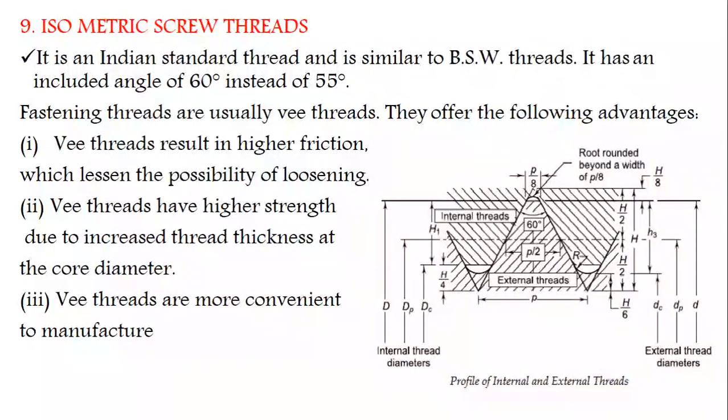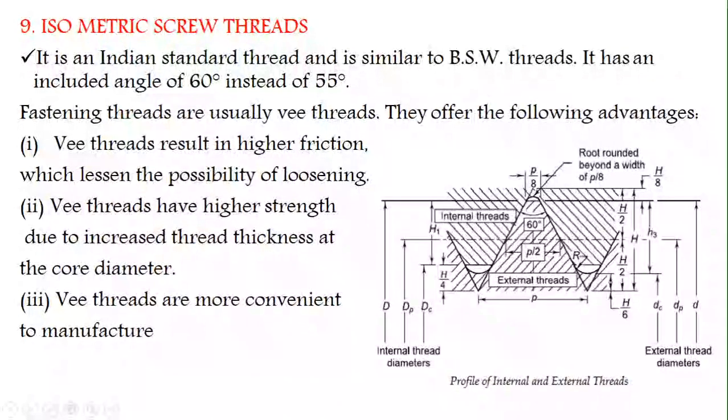The fastening threads are usually V threads. They offer the following advantages. First one is V threads result in higher friction, which lessens the possibility of loosening. Second one is V threads have higher strength due to increased thread thickness at the core diameter. Third, V threads are more convenient to manufacture.